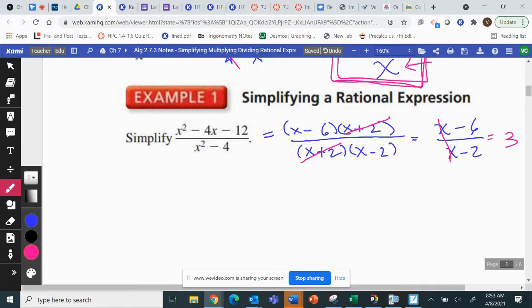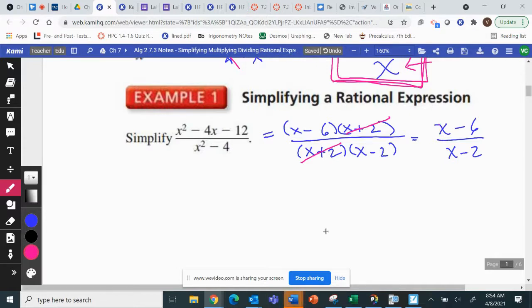Because I can't cancel part of a factor. Is that what you were saying? I can't cancel part of a factor because I did not factor x minus 6. That is a factor. X minus 6 is a factor. If I try to factor x minus 6 further, it doesn't factor. If it doesn't factor, you can't cancel.